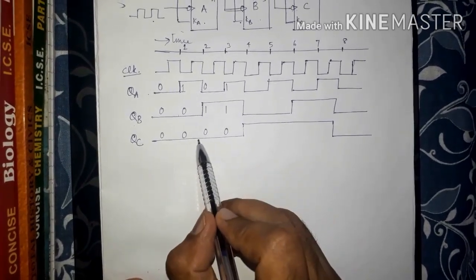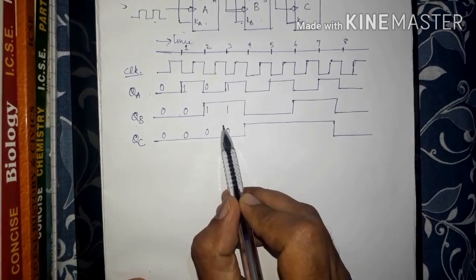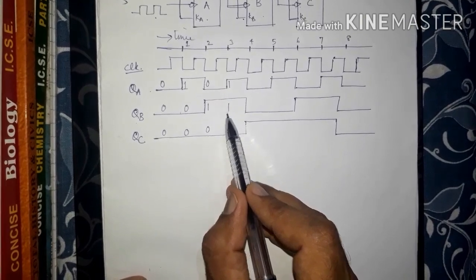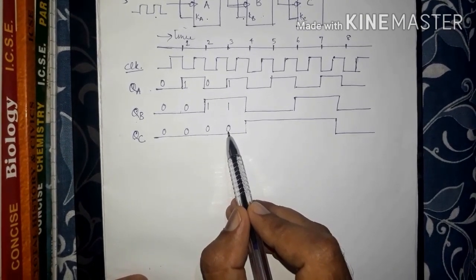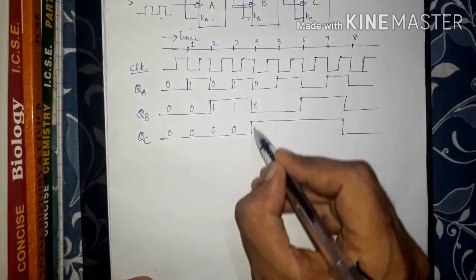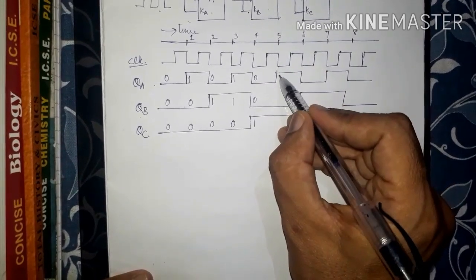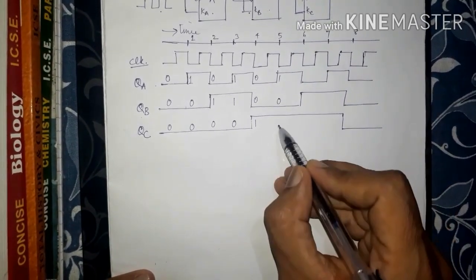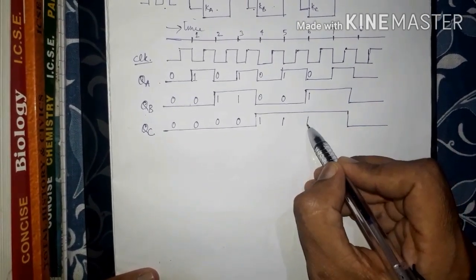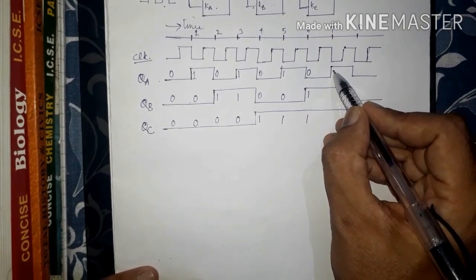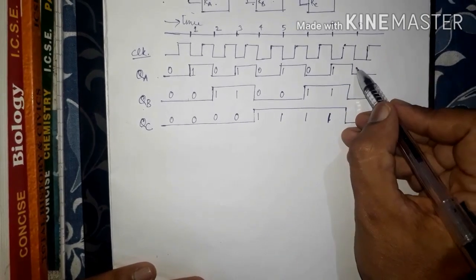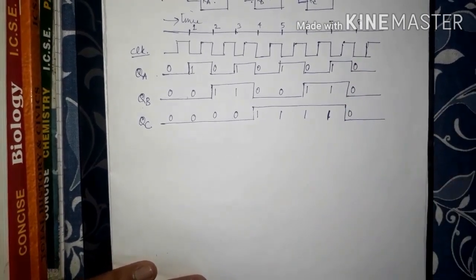How do I mark them 1 or 0? If it is high, I write 1. If it is low, I write 0. For example, this is high, I write 1. This is low, at the lower level it is 0. Similarly, at the fourth clock cycle, 0, 0, 1. Fifth clock cycle, it will be 1, 0, 1. Sixth clock cycle, it will be 0, 1, 1. And similarly at the 7th, 1, 1, 1. And at the 8th, 0, 0, 0.